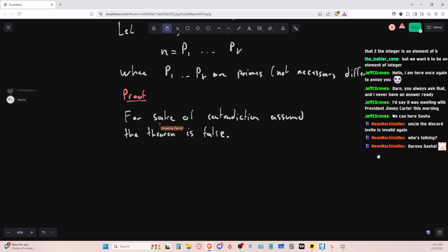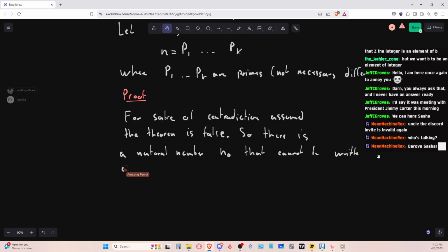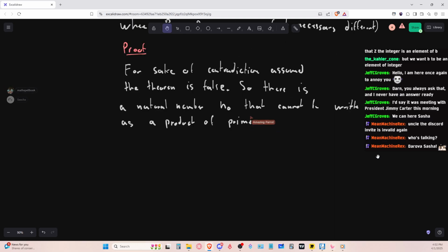Okay, I think you got the idea, so maybe I can just write it down a little bit more. For the sake of contradiction, I assume the theorem is false. So there is a natural number that cannot be written as a product of prime(s). Here maybe I should put primes with the s into parentheses.